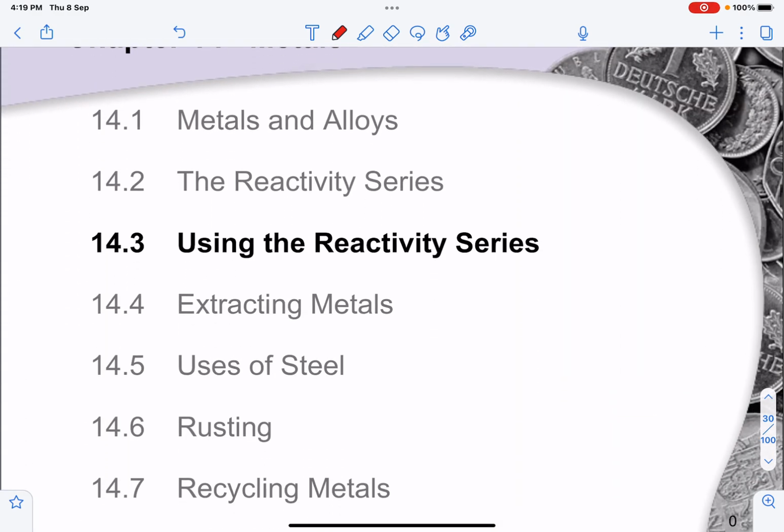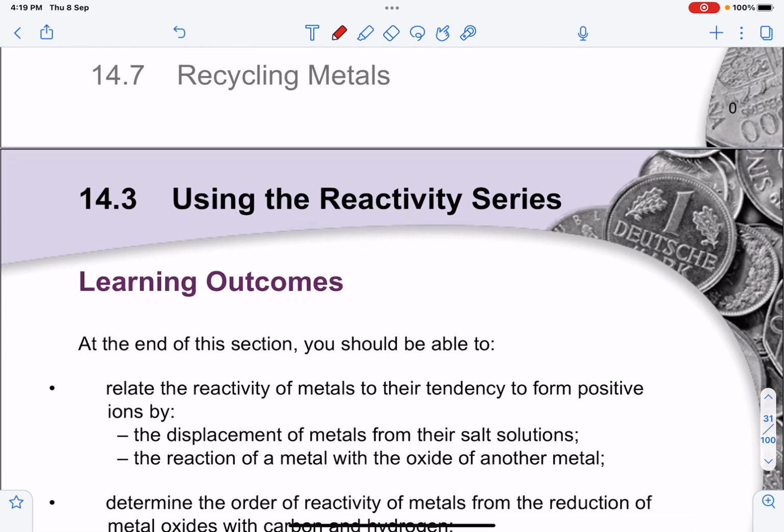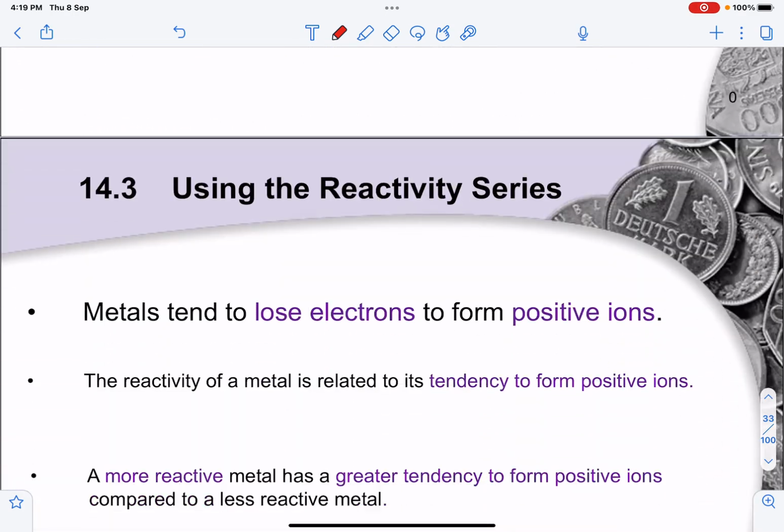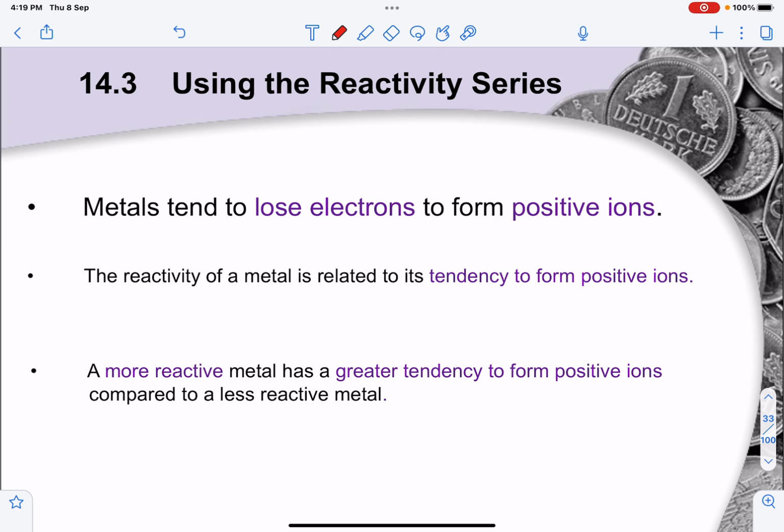Now, how do we go about using the reactivity series? Metals tend to lose electrons to form positive ions, and the reactivity of a metal is related to its tendency to form positive ions. So as you can see, metals are either group 1, 2 or group 3. Group 1 means you tend to lose 1 electron to achieve the noble gas configuration. Group 2, 2 electrons, group 3, 3 electrons.